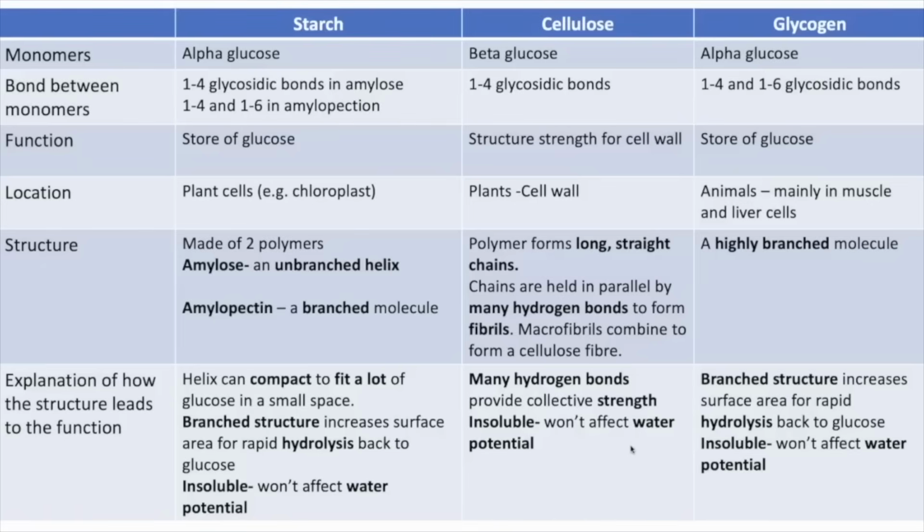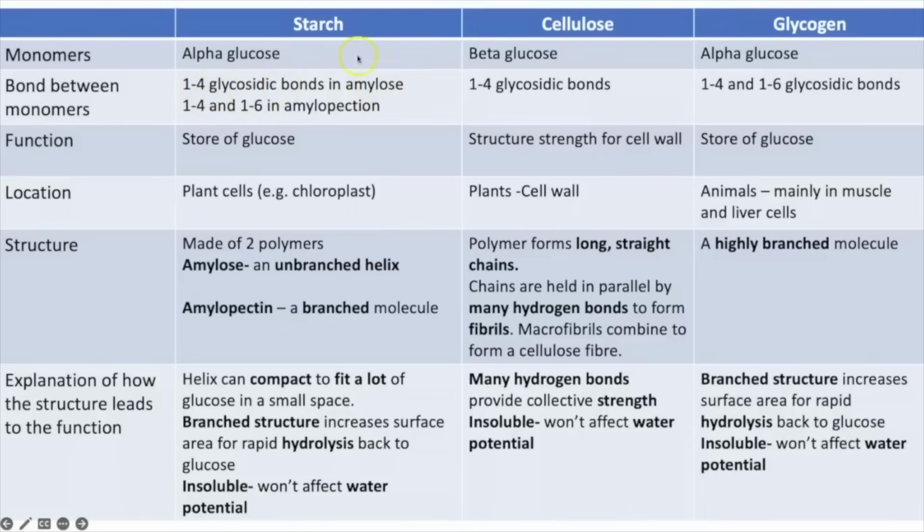Again, this would be a great slide to pause and turn into multiple flashcards. Each of these individual boxes could be a flashcard. So let's have a look at starch first. The monomer is alpha glucose. That is the isomer of glucose that this molecule is made up of. And because it's got alpha glucose, it's able to form both 1,4 and 1,6 glycosidic bonds.